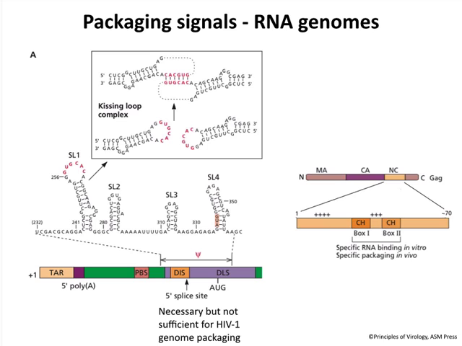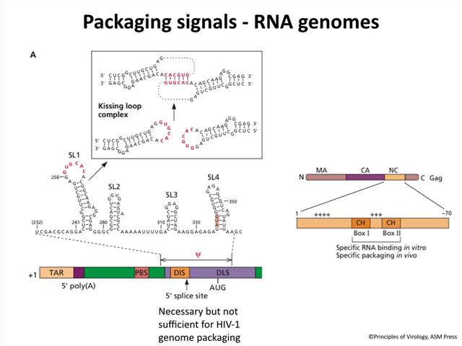You also need other sequences in the genome as well. In other words, if you just take this packaging signal and put it into another RNA, it won't get packaged. You need some other things as well. But those other things are important. They're known. And that's why we can actually make vectors based on HIV to do gene therapy. And again, we will talk about that later.